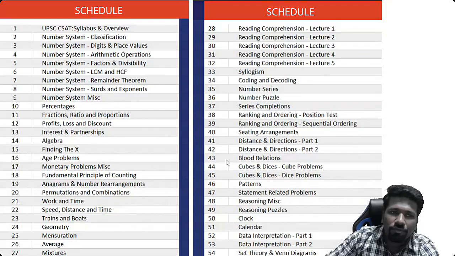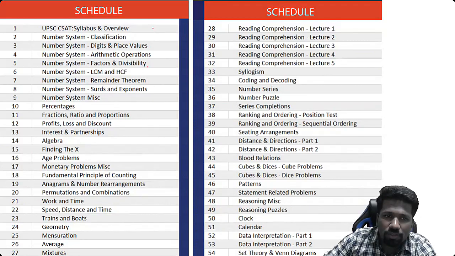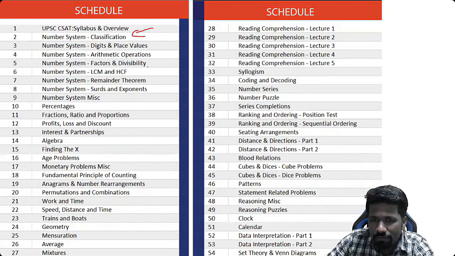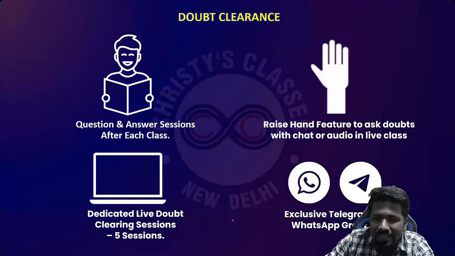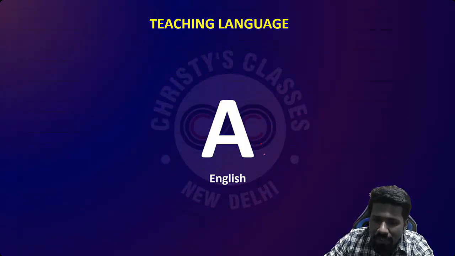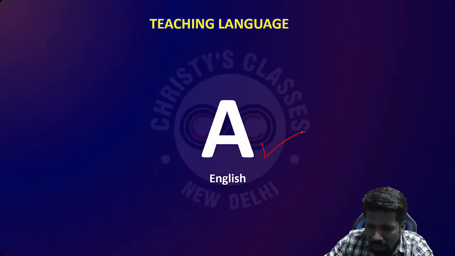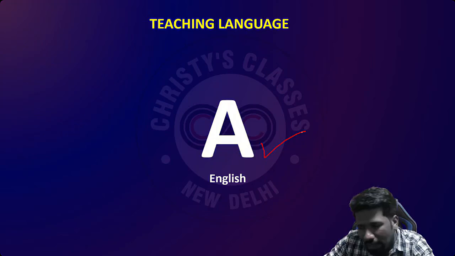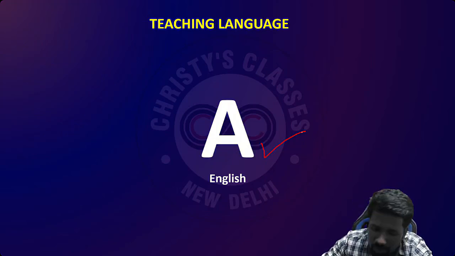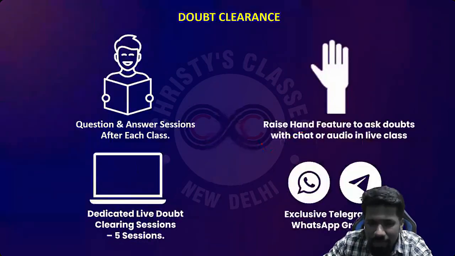As I told before, in number system, we will be having 2 lectures on speed maths. So that itself will make the number of lectures almost 60 lectures. So the teaching language will be English. Even though I teach in other languages, for this course, the teaching language will be English.